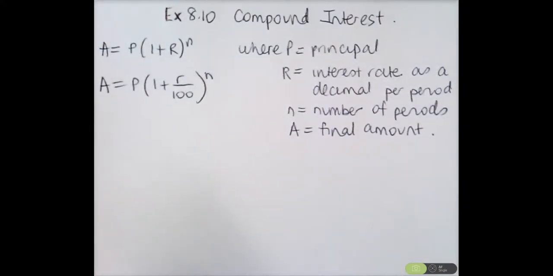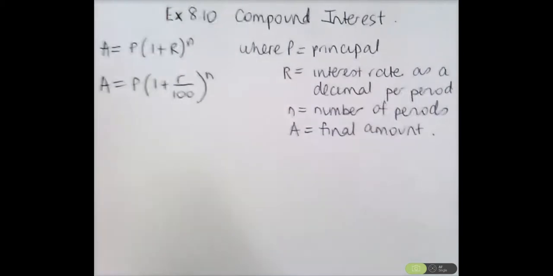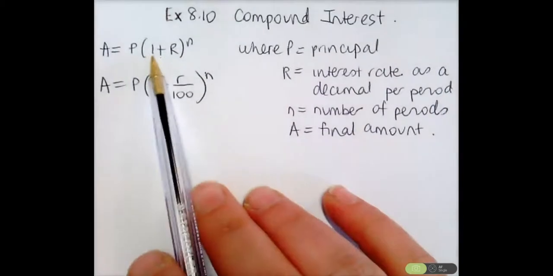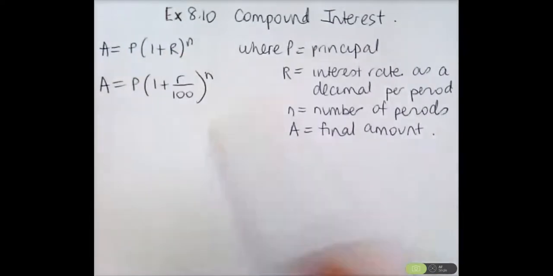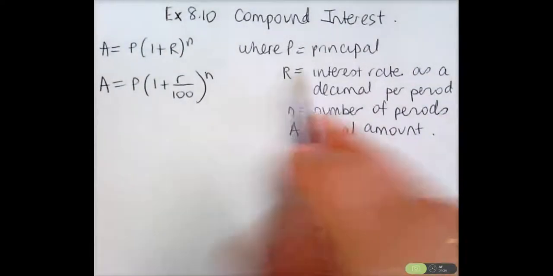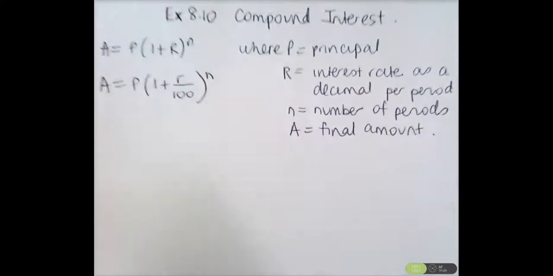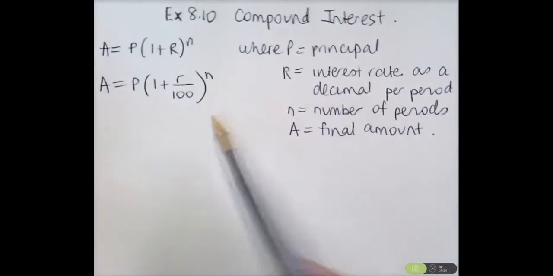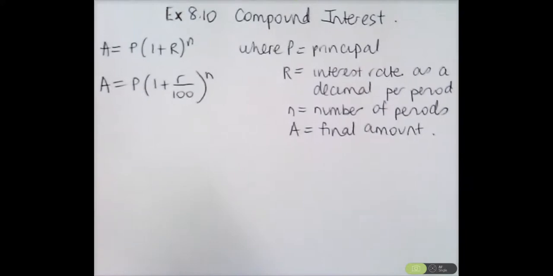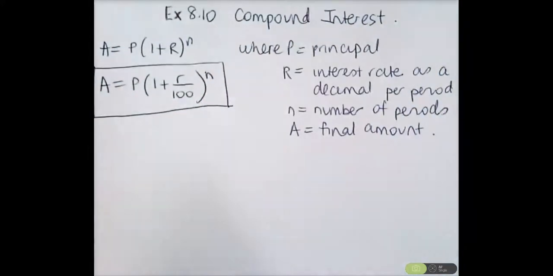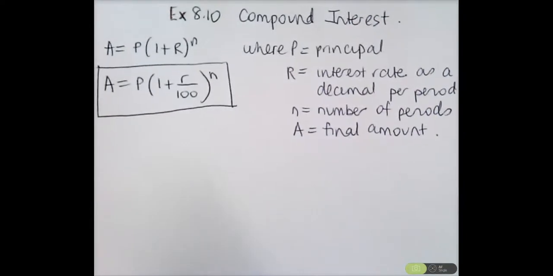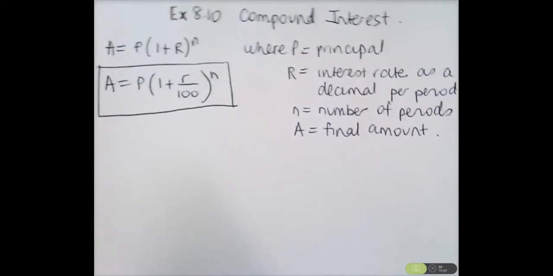So in the past, in year 9 and 10, whenever you did compound interest, the formula was like this, and you had to convert that to a decimal. So capital R is the interest rate as a decimal, little r is just the interest rate. But when you divide it by 100, it ends up being a decimal. Okay, so this is the one on the formula sheet. Little r is just the interest rate, like 6 or 5 or whatever it might be.